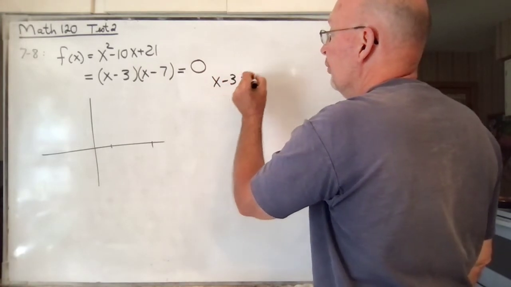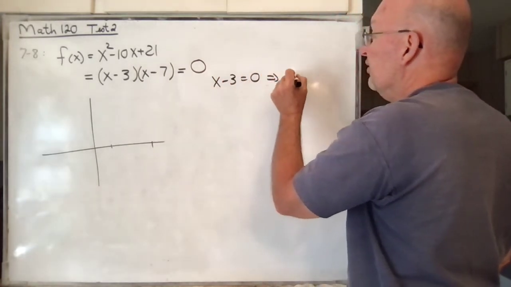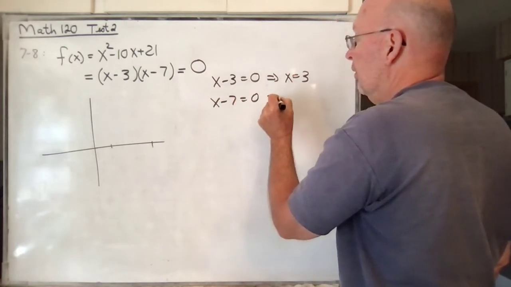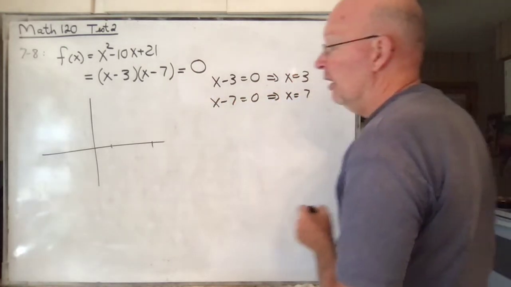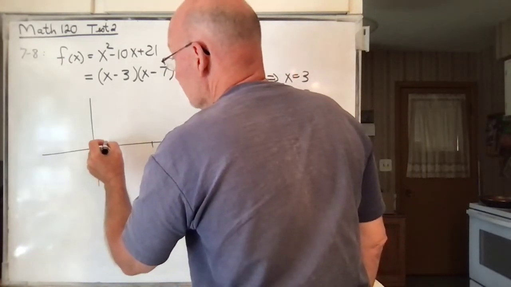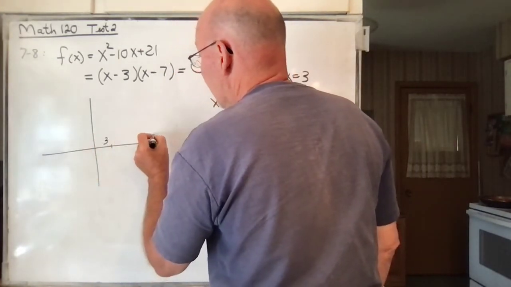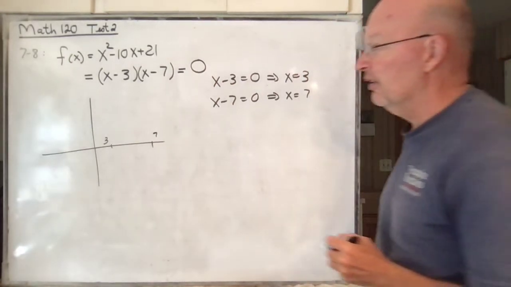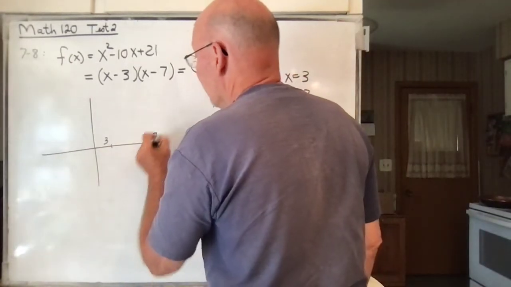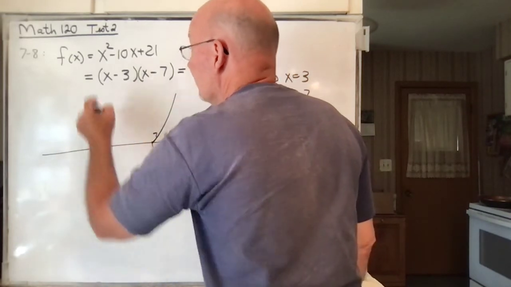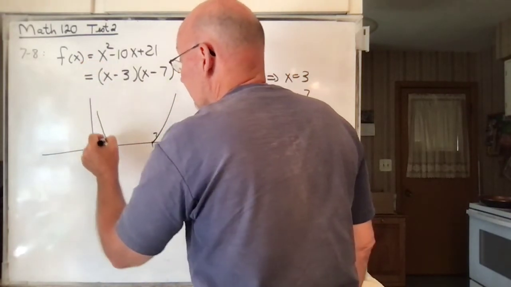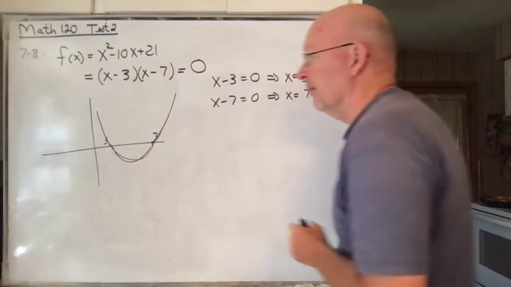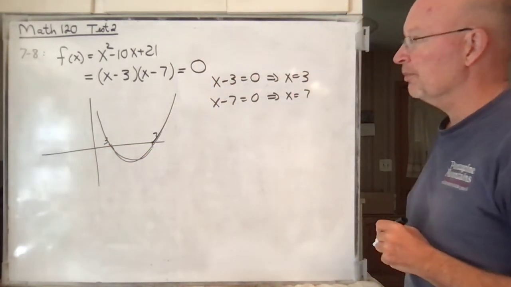Either x minus 3 is equal to 0, which means that x is equal to 3, or x minus 7 is equal to 0, which means that x is equal to 7. So those are the two places where this thing crosses the x-axis. And so those are your x-intercepts. And since it's a positive x squared there, it must go down, come back up, something like that. So it must look roughly like that.